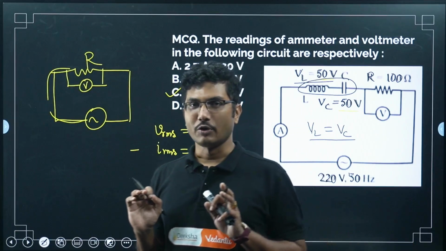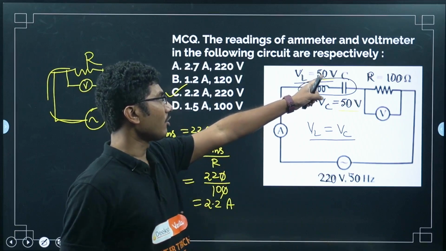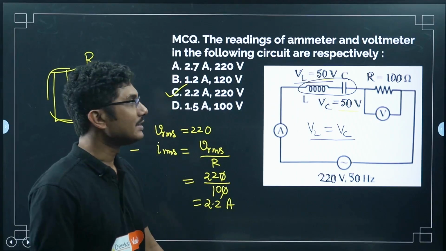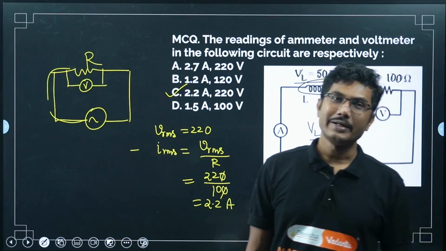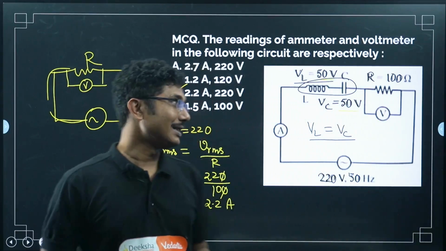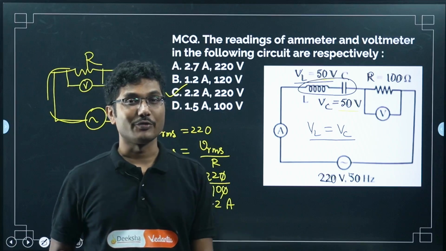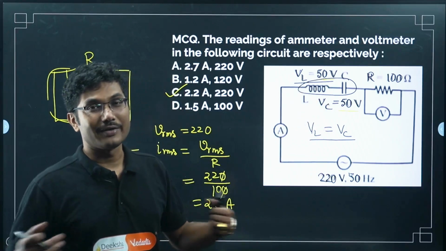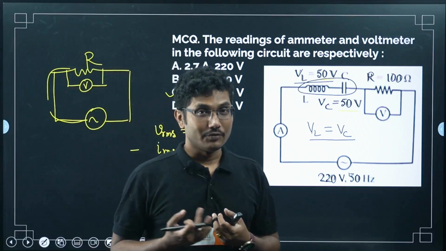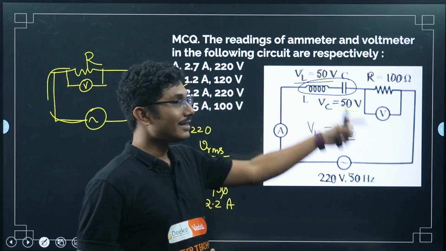Simple question. The only hint that you have to take from this is that VL and VC's values are given equal. That means it is in resonant condition. So if you are wondering, value of L is not given, value of C is not given, how can I find current, how can I find voltages? Don't worry, this is a resonant condition.